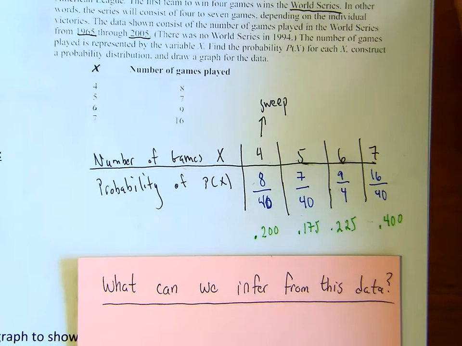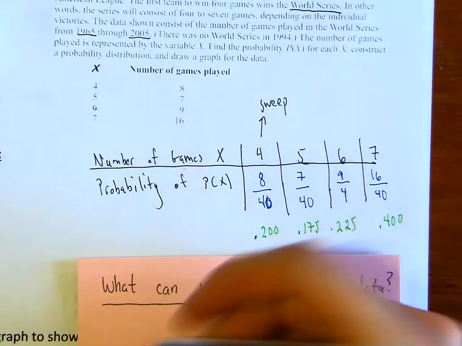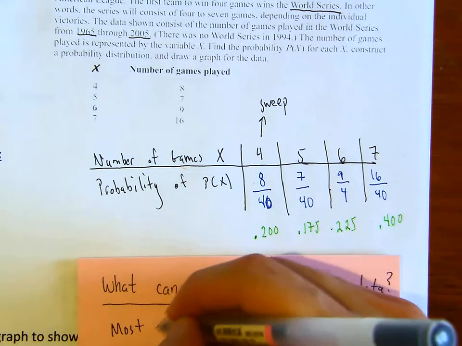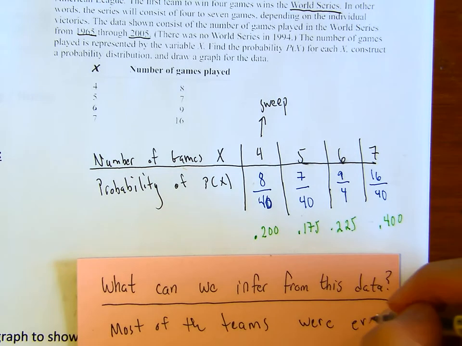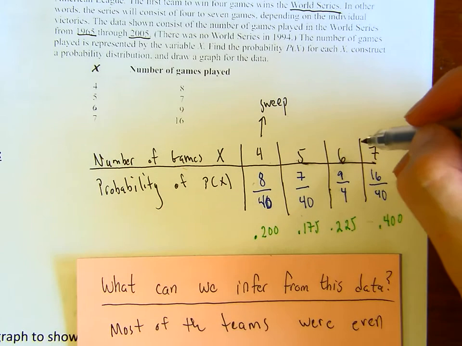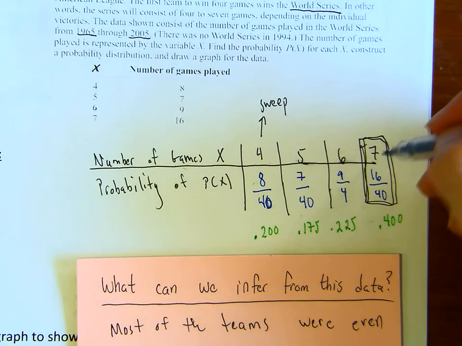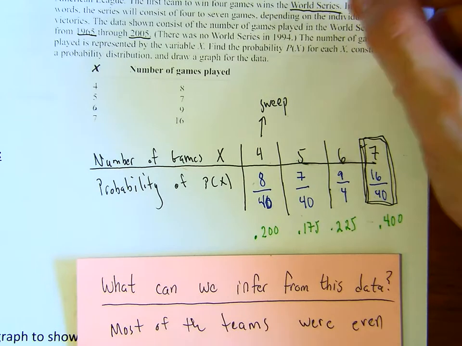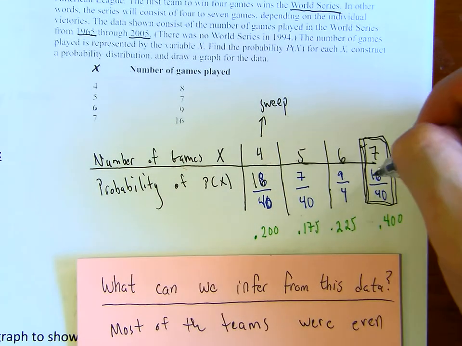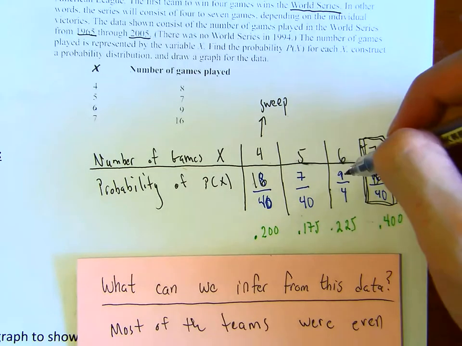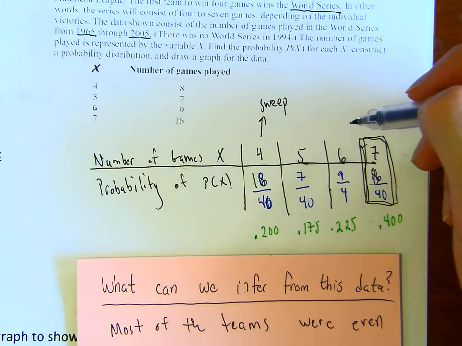What can you infer from this data? If you pause the video and you wanted to write down or think about it, most of the teams were even, because the majority of the games went to game 7. It's saying that the 2 best teams were very, very close to each other. If it was the other way around, where it was 16 over here and this was 8, then this data is stating that one team was more dominant each of the years than the other team.